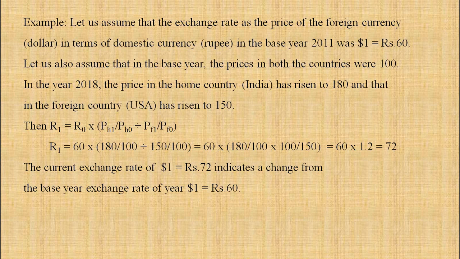Then with the formula R1 equals R0 into PH1 divided by PH0, divided by PF1 divided by PF0, R1 equals 60 into 180 by 100 divided by 150 by 100, which equals 60 into 180 by 100 into 100 by 150, which equals 60 into 1.2, that is 72. The current exchange rate is $1 equals 72 rupees. That indicates a change from the base year, when the exchange rate was $1 equals 60 rupees.